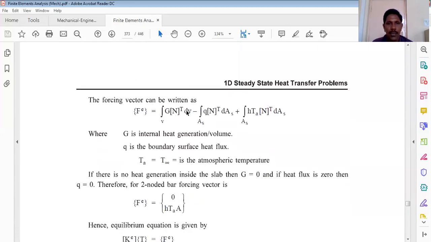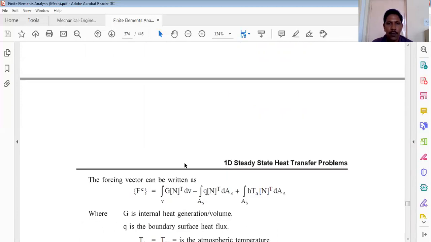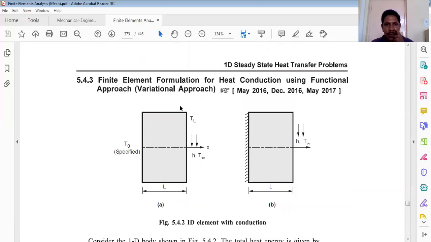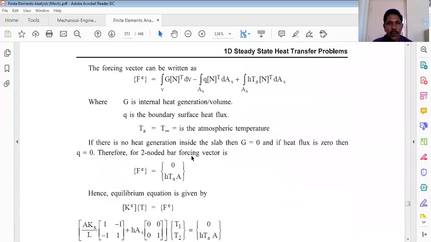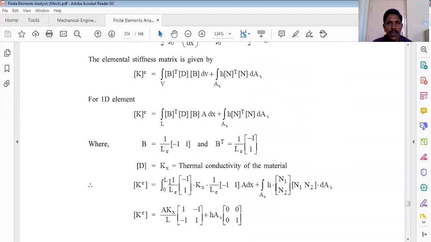So the load vector may be due to internal heat generation per unit volume, or it may be due to heat flux, or it may be due to convection. As we are considering in the sketch only the convection, there will be a load vector due to convection, which is given by F equals, in matrix form, 0 and h T∞ A. You have to understand there is no load at node number 1 as it is free from the convection.